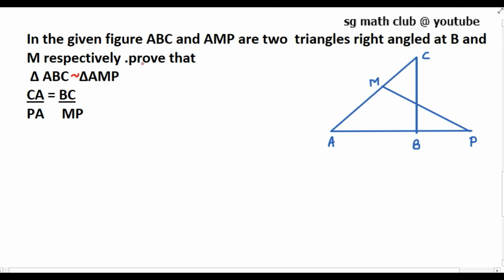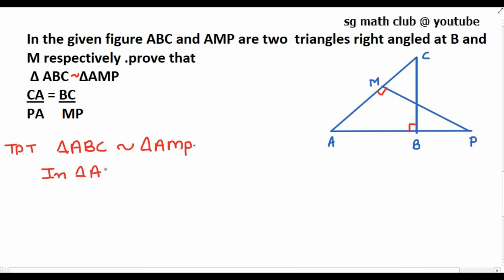So in the given figure, ABC and AMP are two triangles right angled at B and M respectively. This is 90 degrees, also 90 degrees. We need to prove triangle ABC is similar to triangle AMP. We need to prove this. So we will take those two triangles.